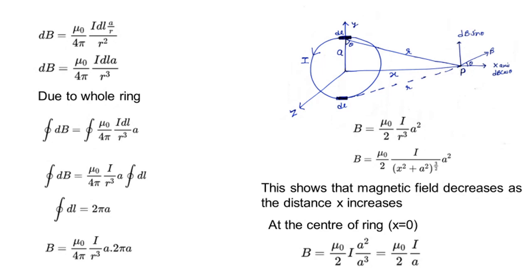At the center of the ring where x equals 0, that means when the point P is lying at the center, then B equals μ₀/2 · I A²/A³, or μ₀/2 · I/A.